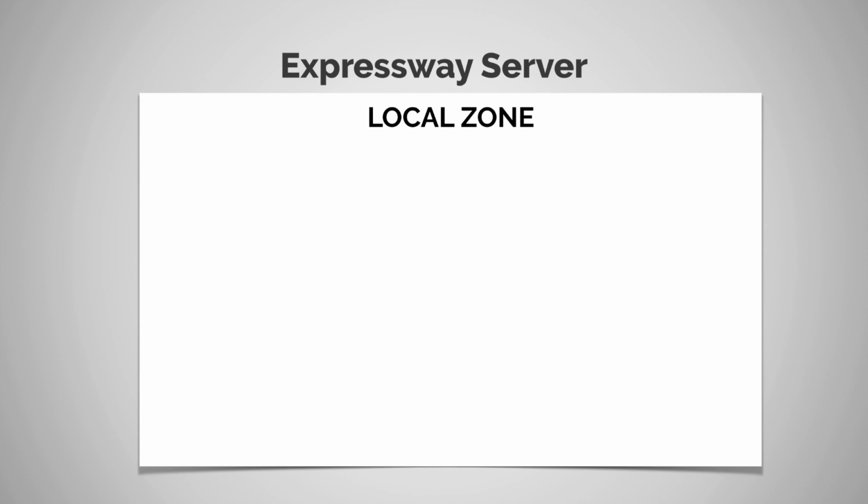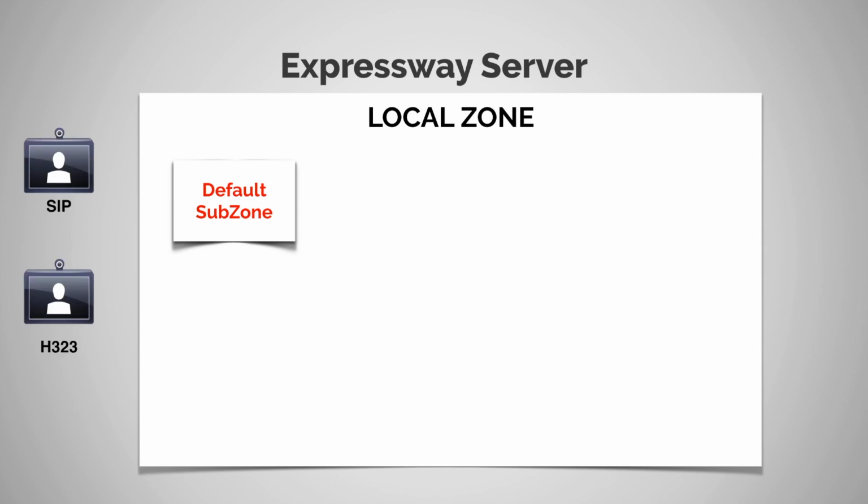And it's the local zone that's then broken up into smaller logical components. All right, so one of those components is the default subzone. Now, very important, do not confuse subzones with zones. They're not the same things, and each serves a separate and unique purpose within the local zone. So the first thing you have is a default subzone, and this is where all endpoints will register by default. And it doesn't matter if it's a SIP endpoint or an H323 endpoint registering, all endpoints will register automatically to the default subzone.